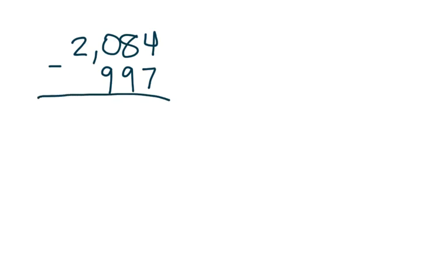It's 2084 minus 997. Okay? And that's actually a pretty easy problem just in general because we can use some estimates and compensation to solve it. But what we're going to do first, we are going to do an estimate. So right down here, I'm just going to go ahead and give my estimate.